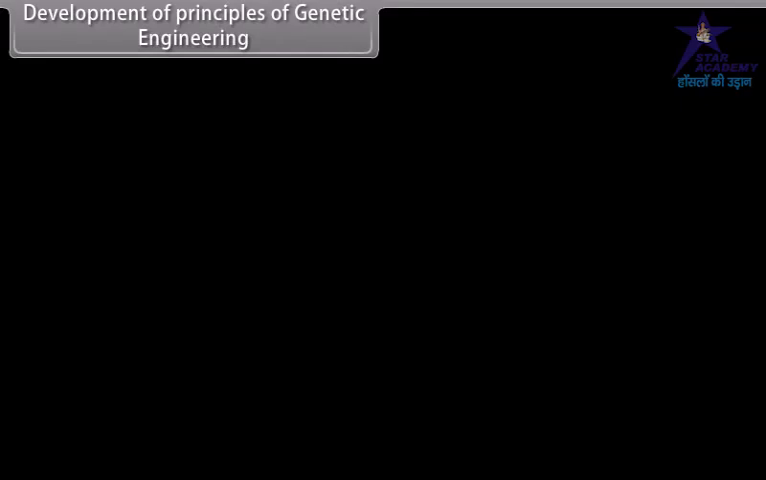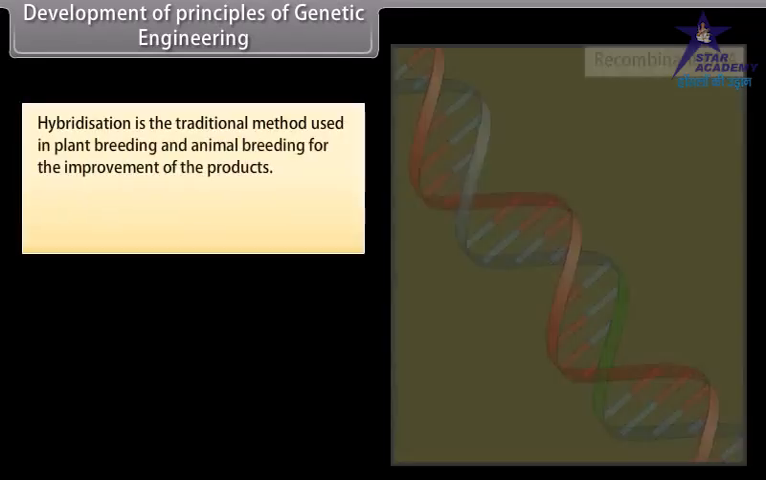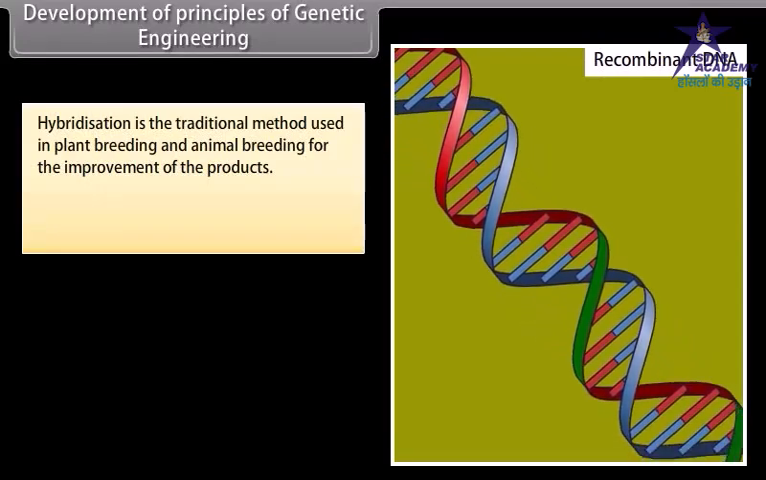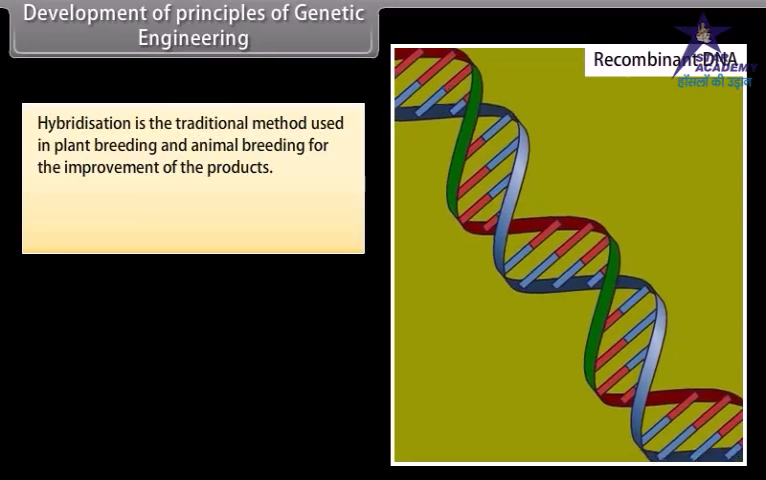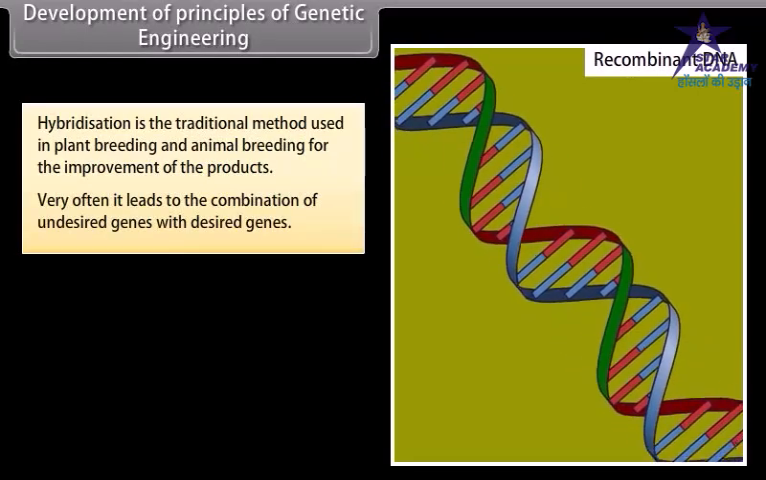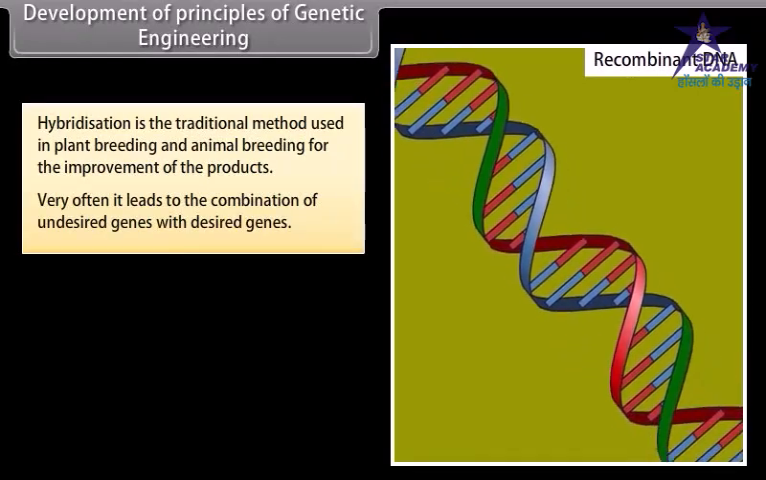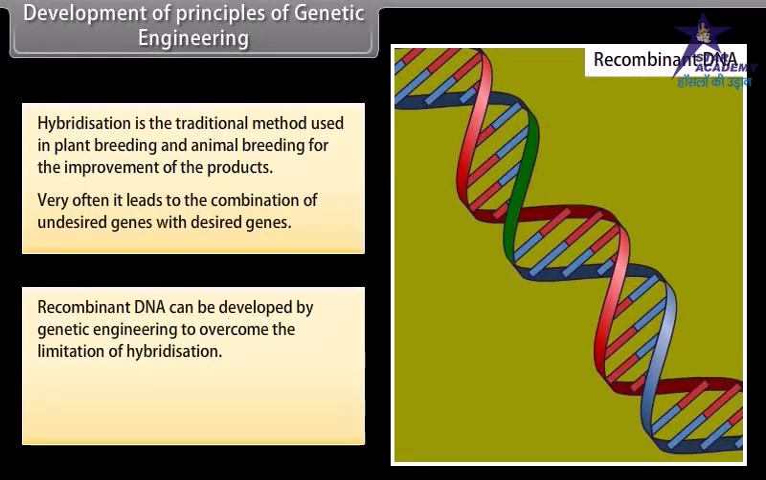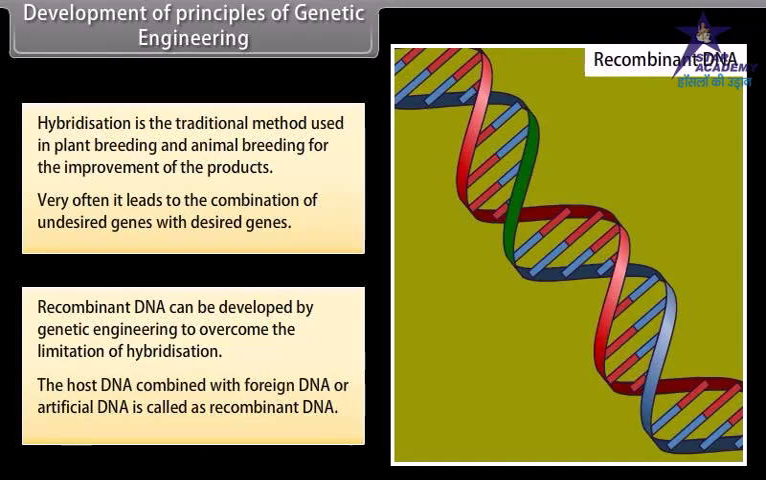Development of principles of genetic engineering. Hybridization is the traditional method used in plant breeding and animal breeding for the improvement of the products. Very often it leads to the combination of undesired genes with desired genes. Recombinant DNA can be developed by genetic engineering to overcome the limitation of hybridization. The host DNA combined with foreign DNA or artificial DNA is called as recombinant DNA.